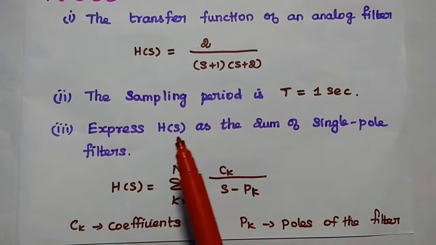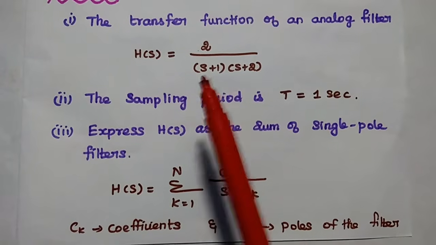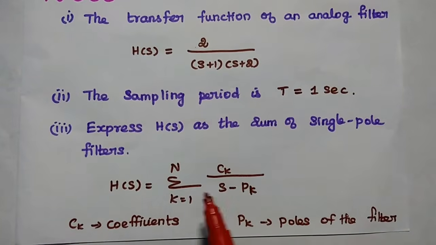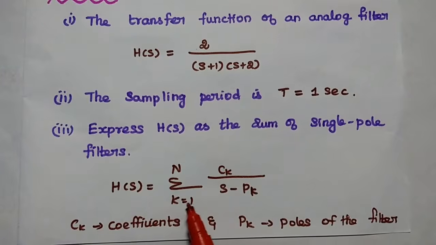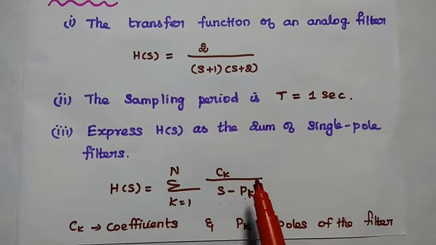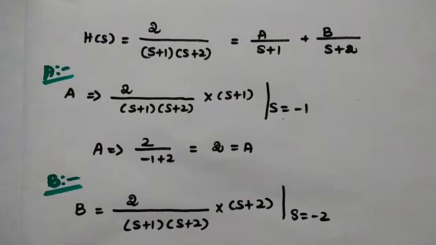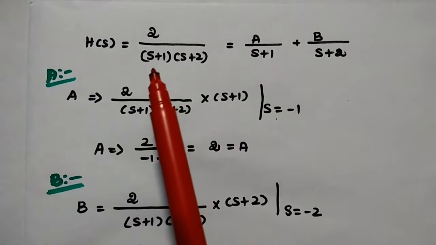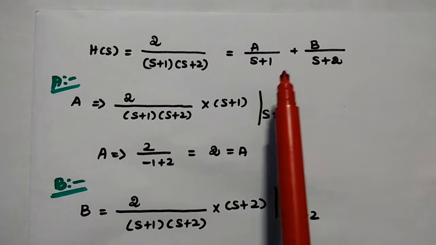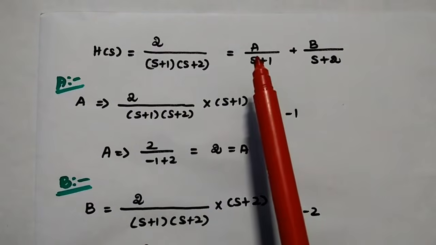The third step is to express H(s) as the sum of single pole filters. So here we are going to convert this H(s) in terms of a sum of single poles. We have the formula: summation k = 1 to N of ck divided by (s minus pk). This is the format. For this we are going to use the partial fraction method. Here H(s) = 2 divided by (s + 1)(s + 2) can be written as a divided by (s + 1) plus b divided by (s + 2). Here we are using the partial fraction method and we have to find the values of a and b.